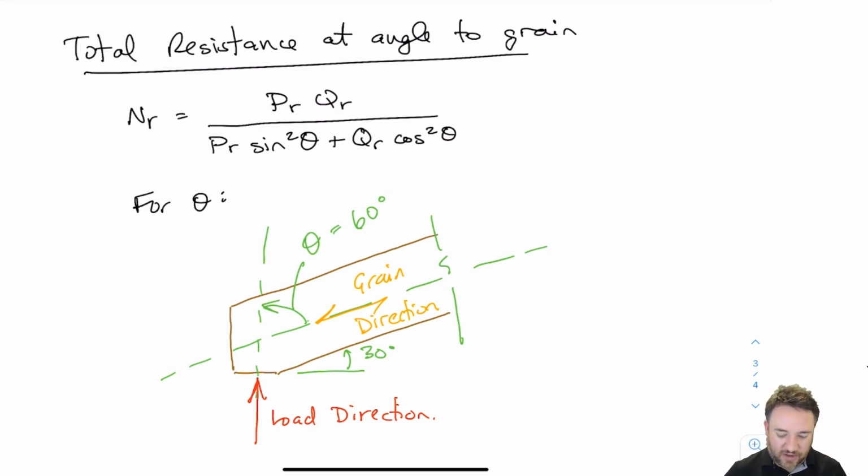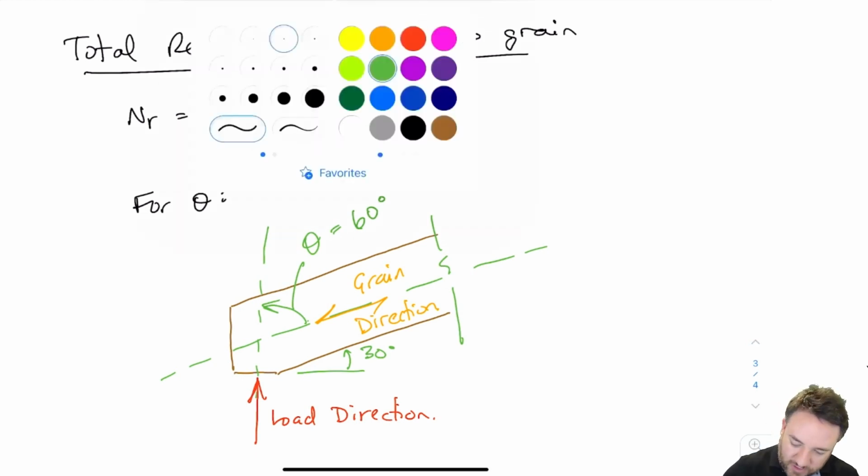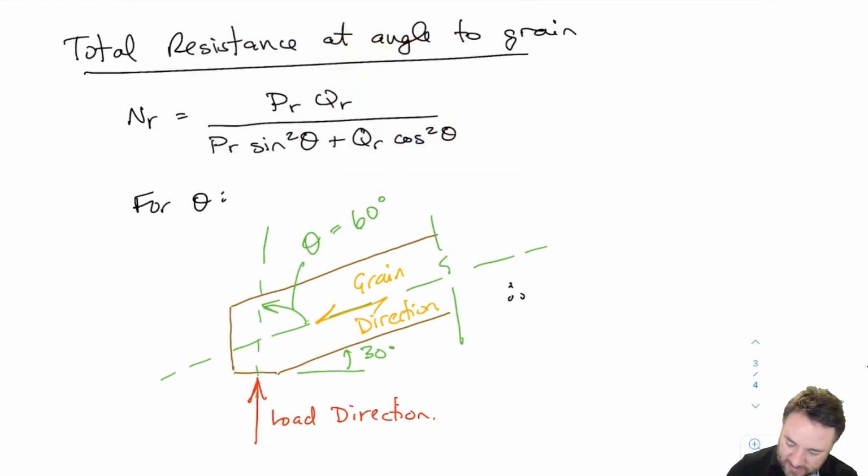Because I know that that's theta, since it's the angle between the load and the grain direction, I can obviously tell that theta is not going to be 30, because it's a big angle, not a small angle. Okay, so therefore theta is 60 degrees.